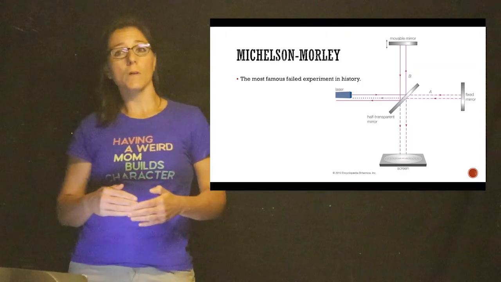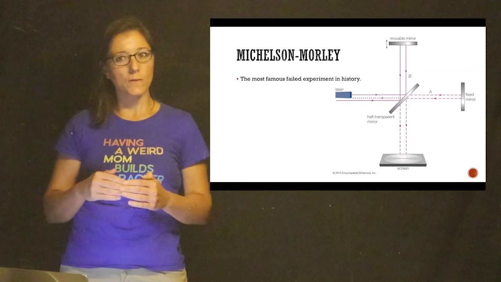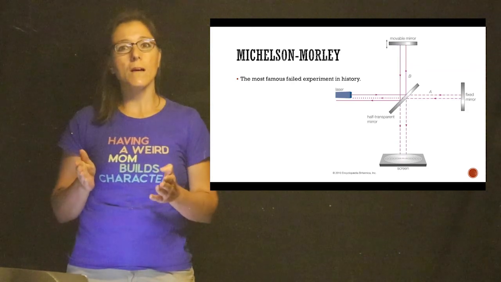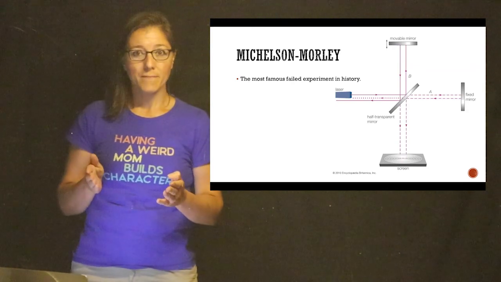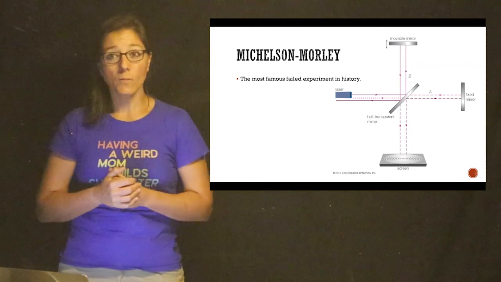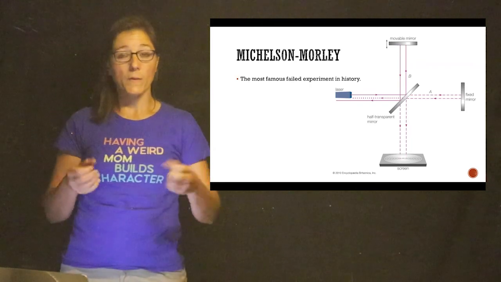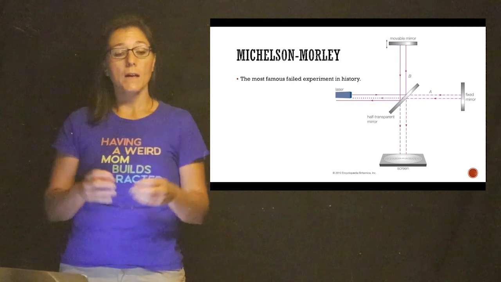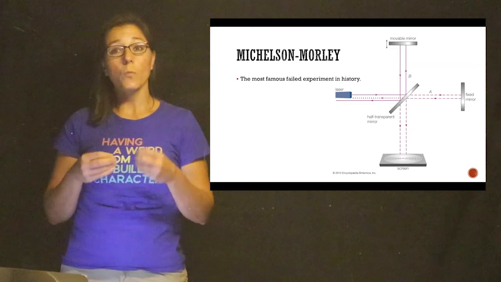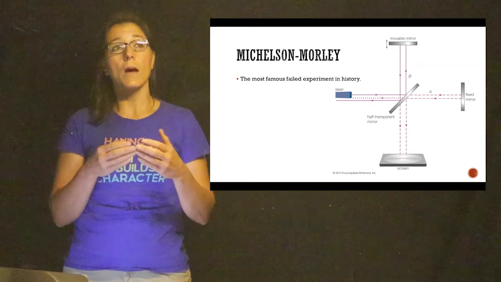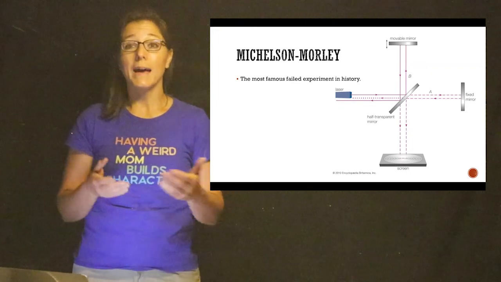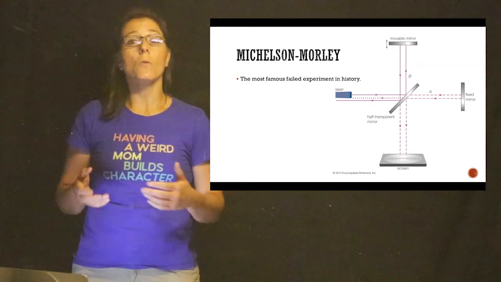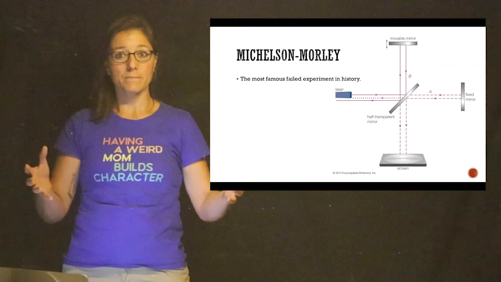So Michelson and Morley set out to prove the speed of the ether. So the speed of light was a known constant at this point. This was a value that we had determined, and it was widely believed that light was a wave that required a medium to travel through. And that medium in space was called the ether.